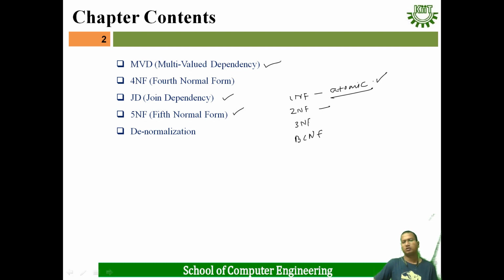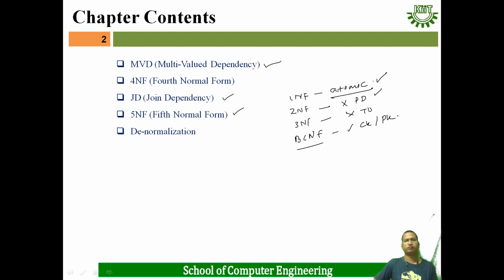What is 2NF? The table should be in 1NF and there should not be any partial dependency present. Already we have seen that. In 3NF, the table should be in 2NF and there should not be any transitive dependency present. And in BCNF, all the determinants of the functional dependencies should be candidate keys or primary keys. That means the determinant should be a candidate key or primary key. Then we call this BCNF.